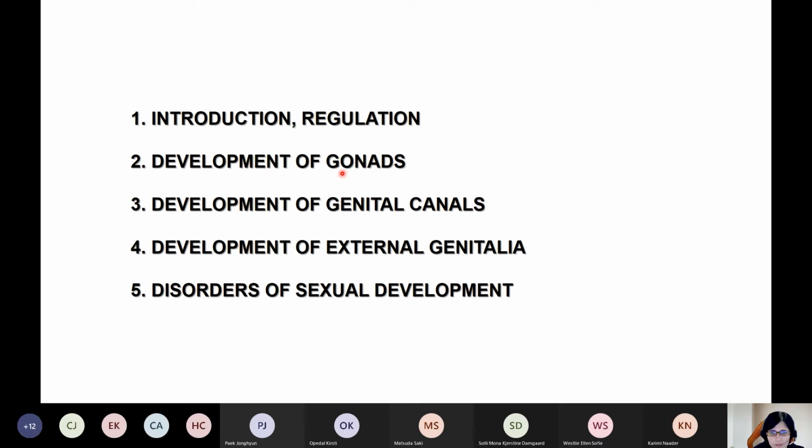Then we will see three different levels of the development. First, we will discuss the development of the gonads. Then we will discuss the development of the genital canals. And after that, the development of the external genitalia. Then at the end, we will talk about malformations causing disorders of the sexual development.